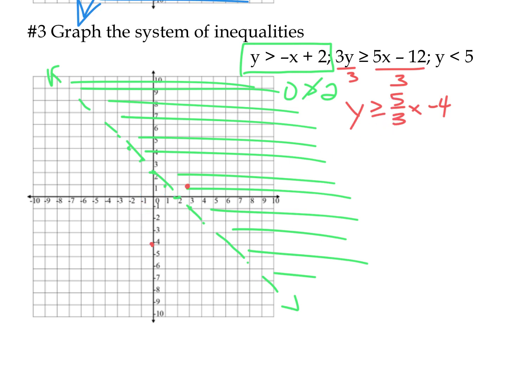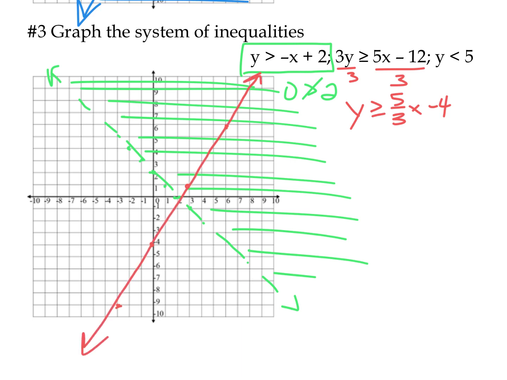And I could keep doing that. I could go up 5 more and then over 3 more. And I could have a point there. And I could go down 5 and over 3. And I'm going to have a solid line through those points.